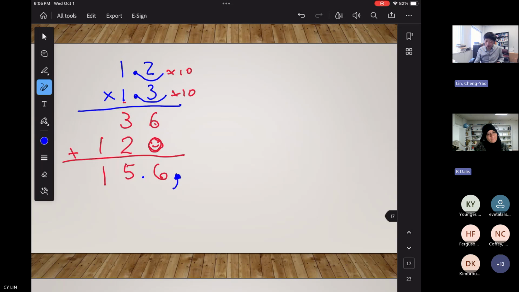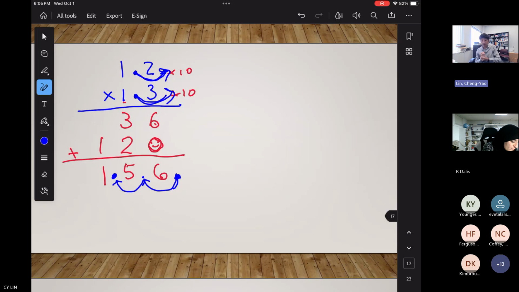For how many? 2, 2, because we counted 1 for here and the other 1 for there. That's why we move 2 there. So the answer is 1.56. So I answered your question. Number 1, we cannot line up the decimal point, right? Number 2, I answered the question why we move the decimal point.